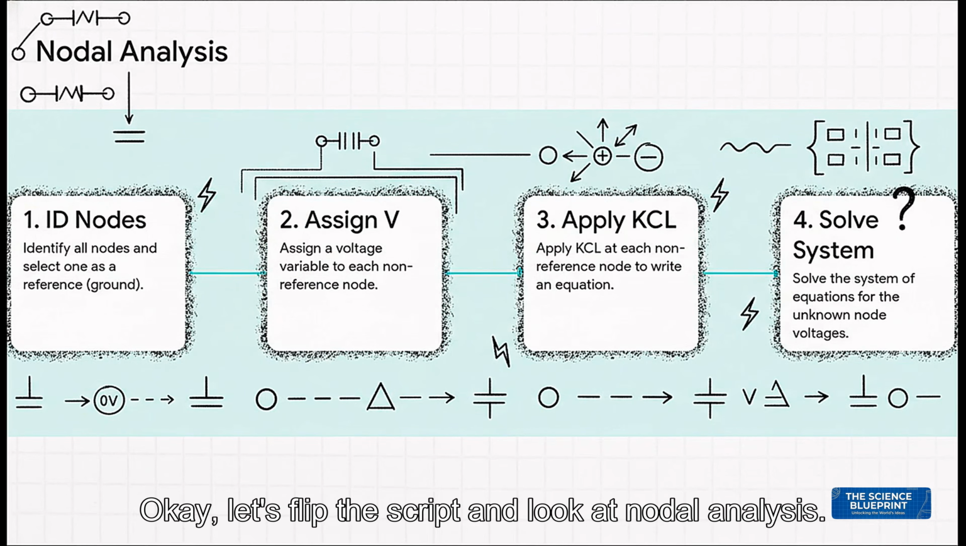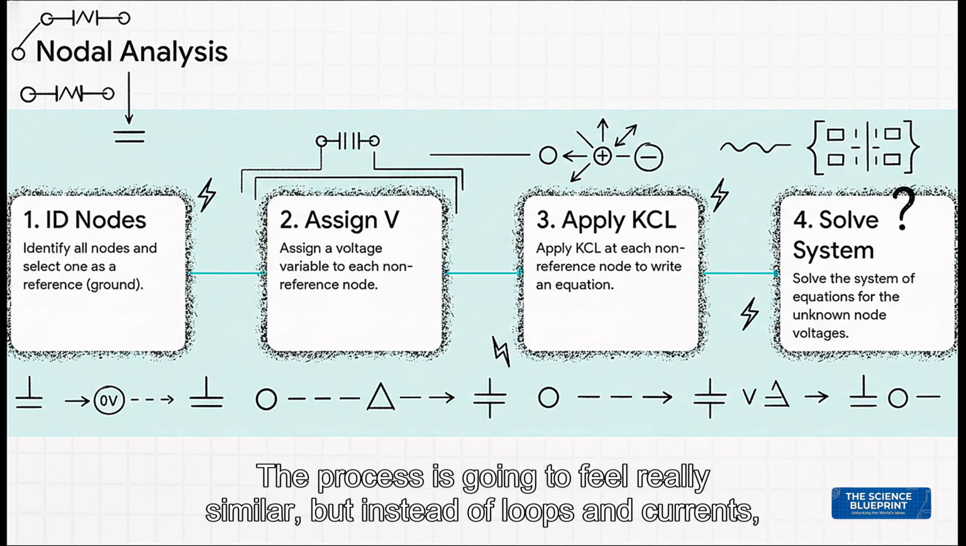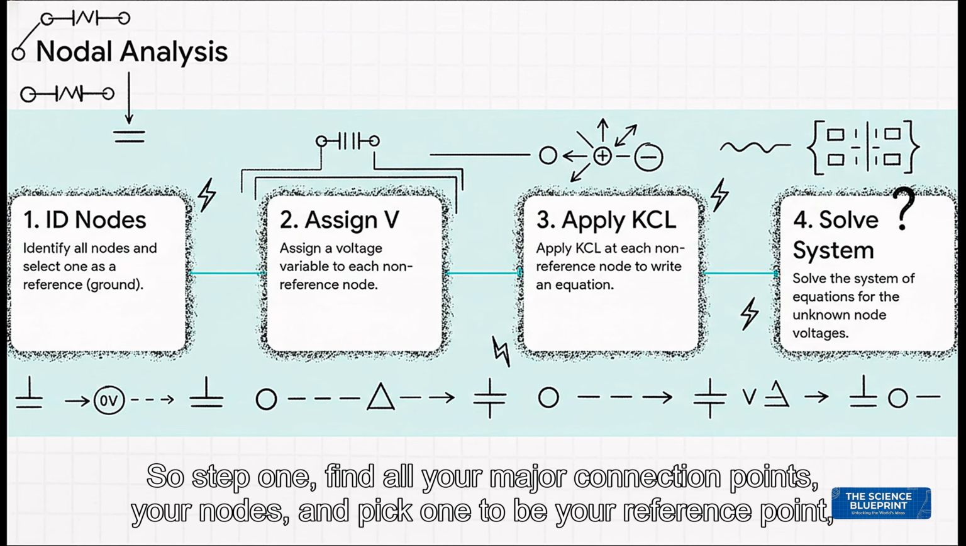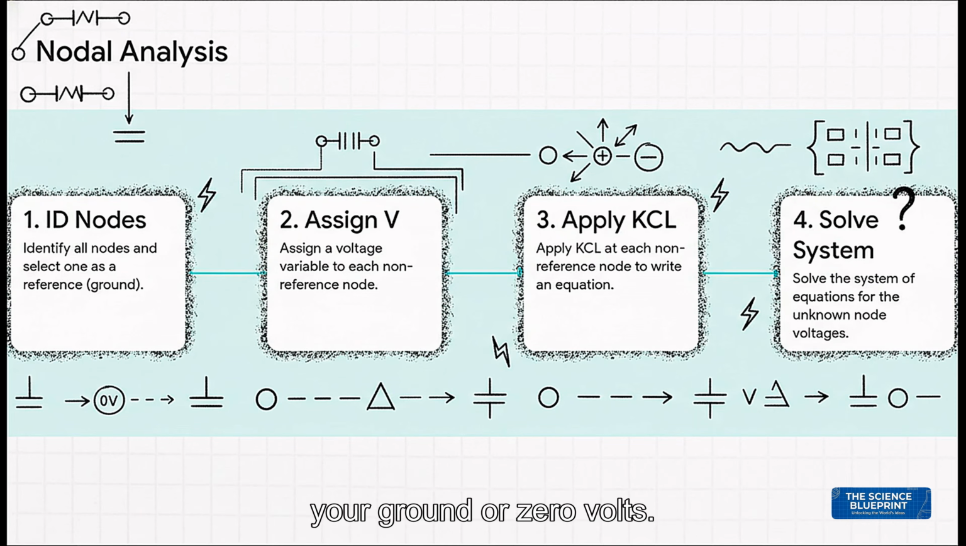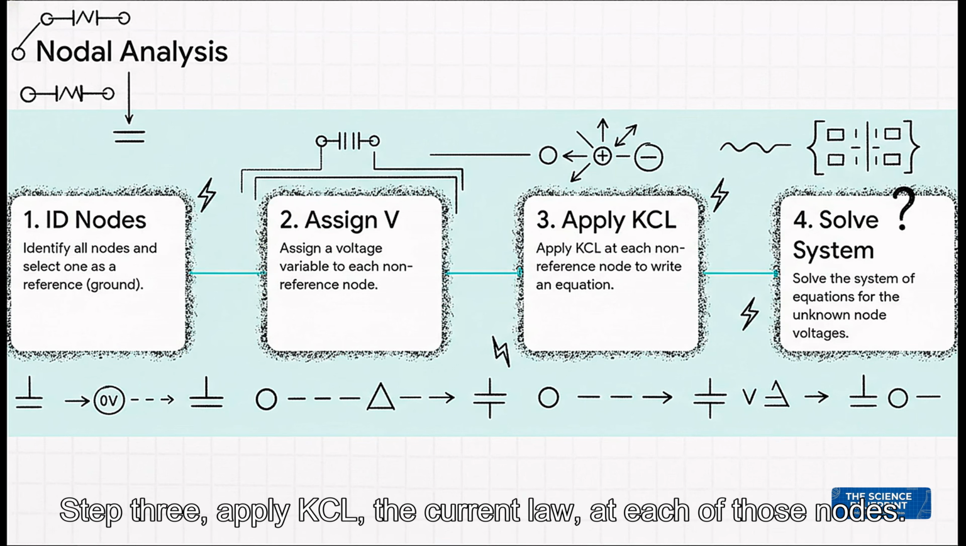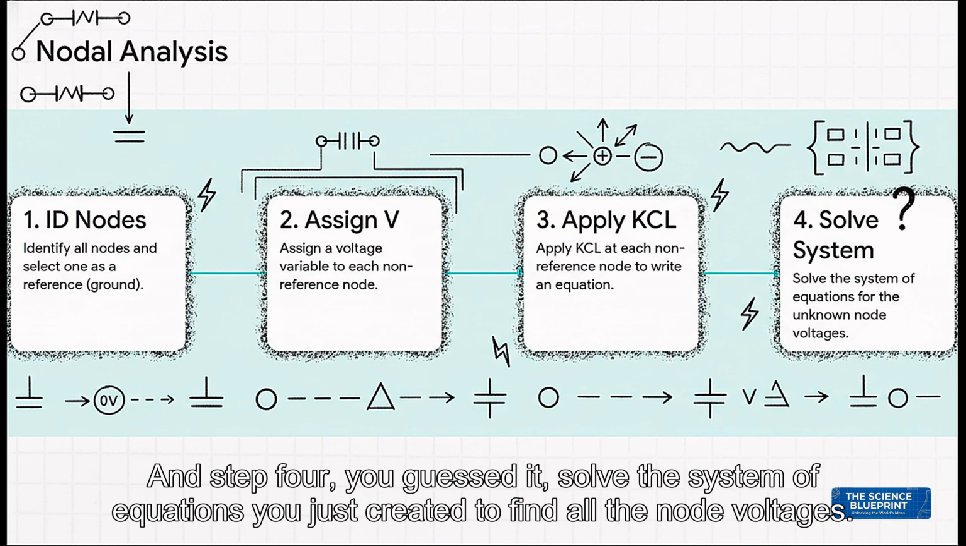Okay, let's flip the script and look at nodal analysis. The process is going to feel really similar, but instead of loops and currents, now we're thinking about nodes and voltages. So step 1. Find all your major connection points, your nodes, and pick one to be your reference point, your ground, or 0 volts. Step 2, give all the other nodes a name, like VA or VB. Step 3, apply KCL, the current law, at each of those nodes. And step 4, you guessed it, solve the system of equations you just created to find all the node voltages.